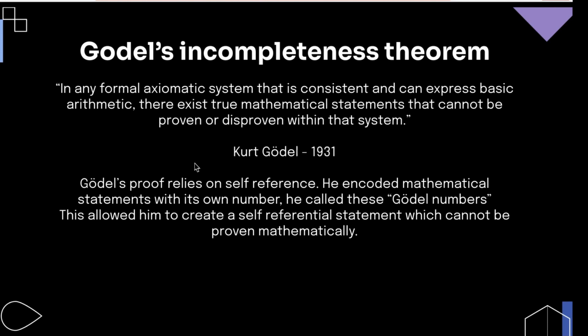So what he did was, he constructed a statement using Gödel numbers, which created a self-referential statement, which said this statement is unprovable, because if the statement is false, then it would lead to a contradiction. Can you repeat that? I think I zoned out.